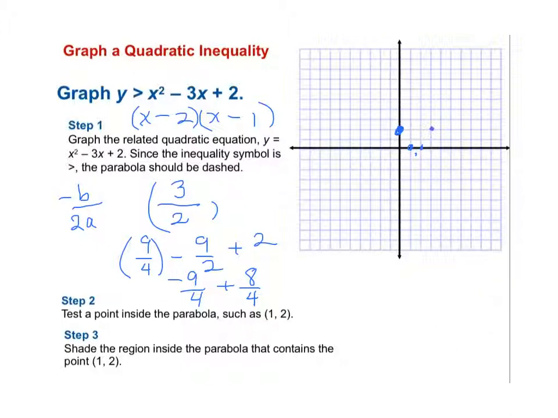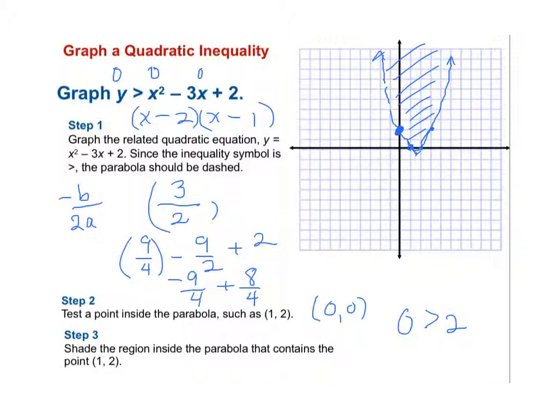And then I know it's going to be a dotted, or it says here slashed line. I'll try to do that. It's hard to do that on my iPad. Okay. All right, and then I pick a test point. Now, it says pick a test point of (1, 2), but my favorite test point is (0, 0), right? So if I put a 0 in for x and put a 0 here, I'm going to get 0 is greater than 2. Is that true? No. So I'm going to shade where (0, 0) is not, which would be the inside.